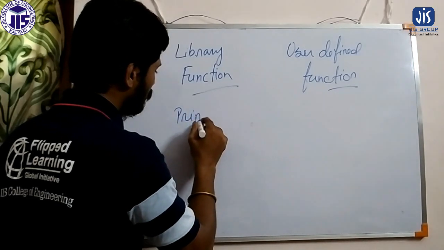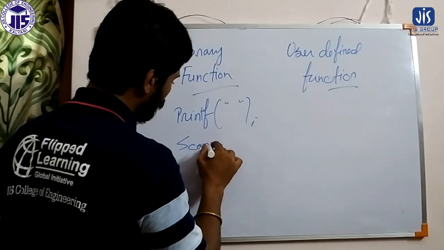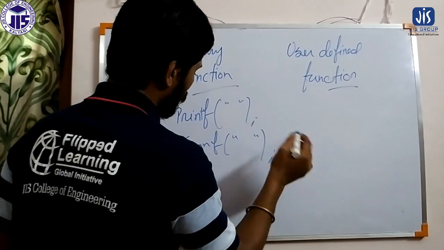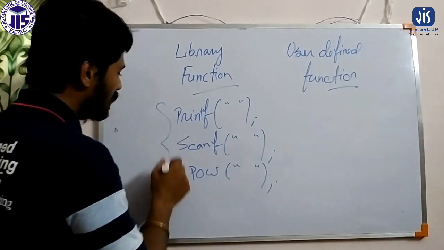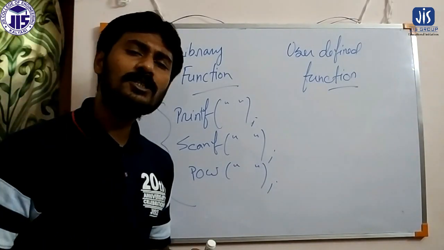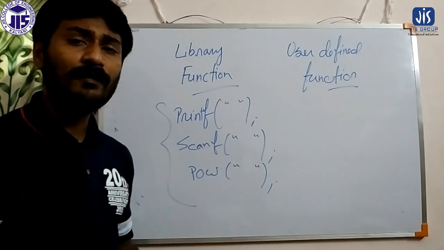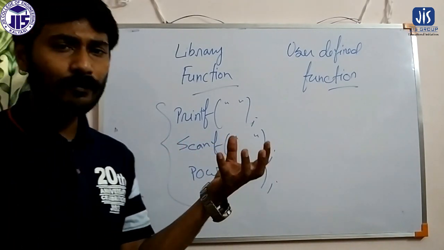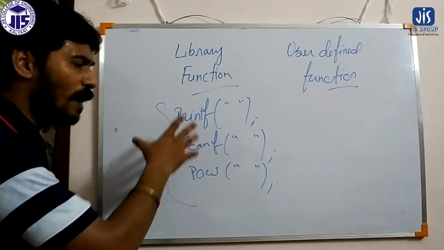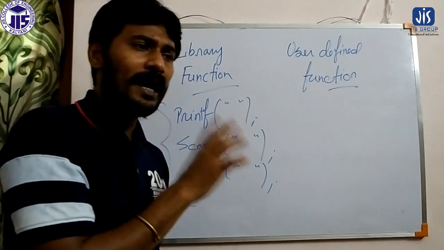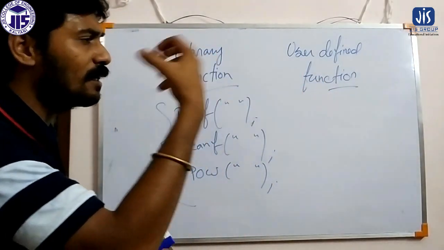Printf, scanf, square root, pow function. These are all examples of library functions. Why are these functions called library functions? Because these functions are predefined within the library. We use header files like stdio.h, conio.h, math.h, etc. Using those header files we can use these functions, and they are predefined within the header file.